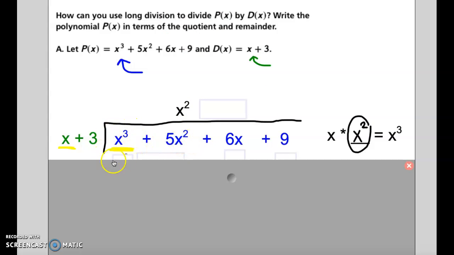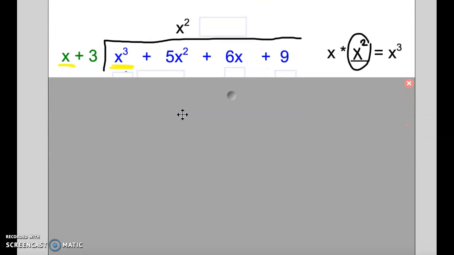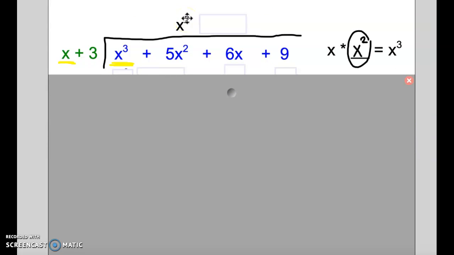So even though I worked with this x cubed over here, I'm going to keep all of my variables lined up. That's really important. Once I write a number up top, remember what we do after we do goes into? We multiply. So now we're going to go ahead and multiply this x squared by both parts of our divisor.